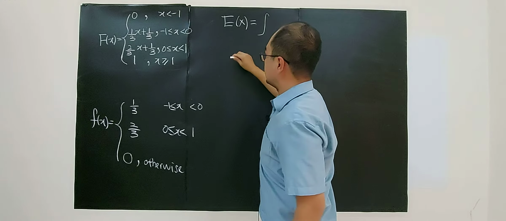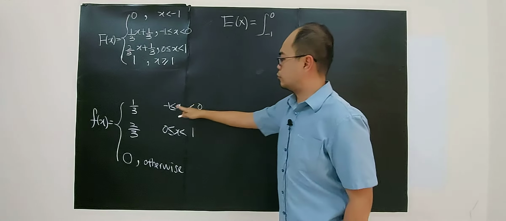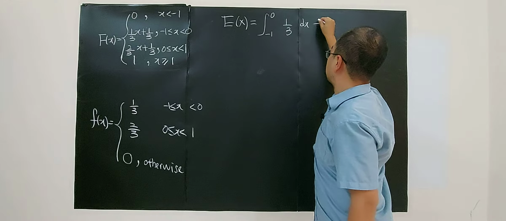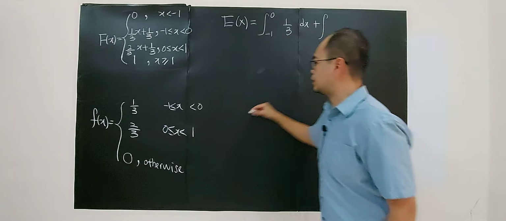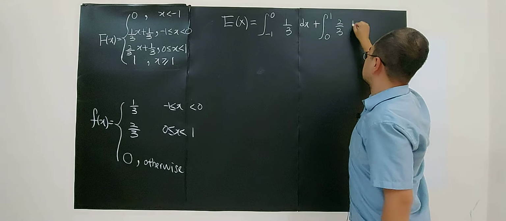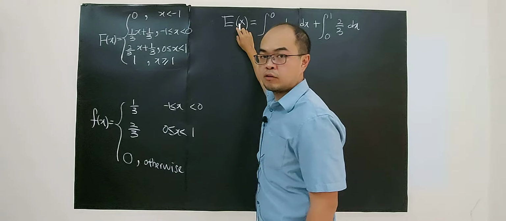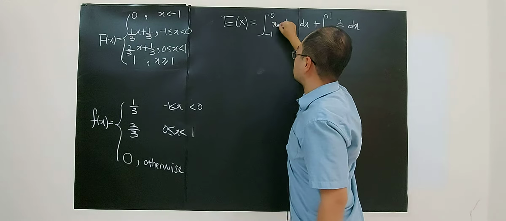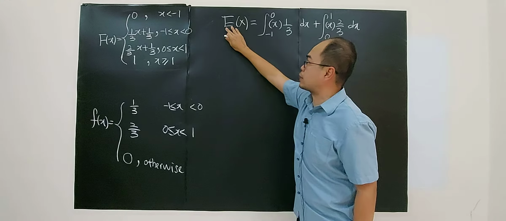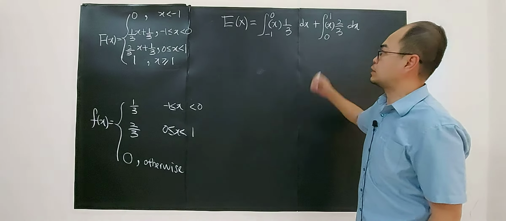So we integrate over the interval using the density function. From -1 up to 0 for this function, 1 over 3 dx, plus from 0 to 1, 2 over 3 dx. And don't forget that this is an expected value of x, right? So we have to multiply each of the integrals with x. As simple as that. If you want to find the expected value of x squared, then you multiply with x squared. Very simple instruction here, okay?